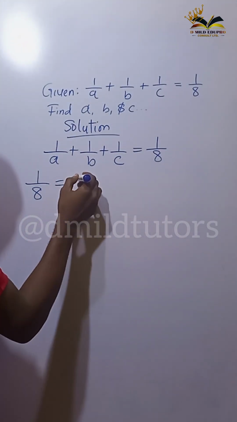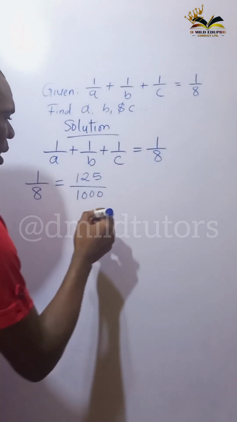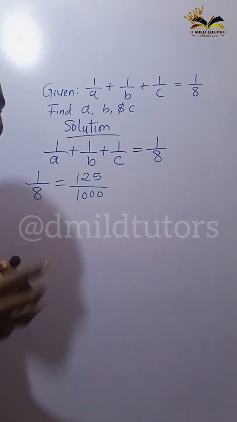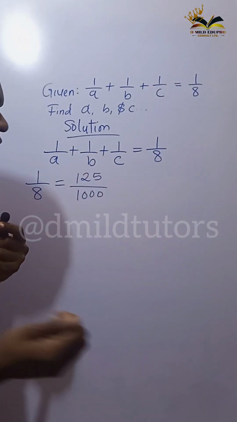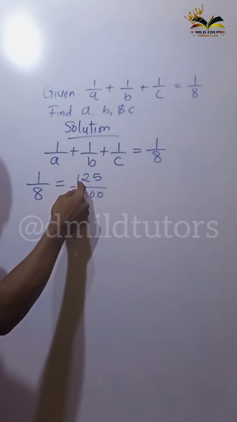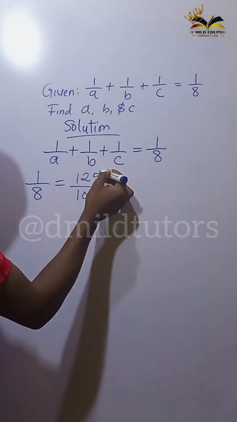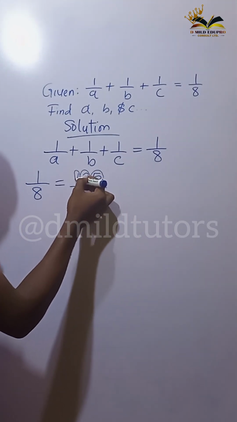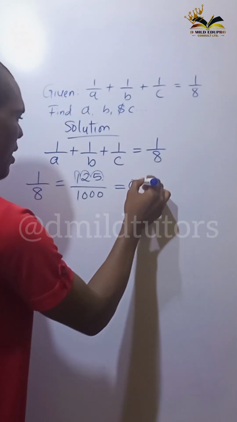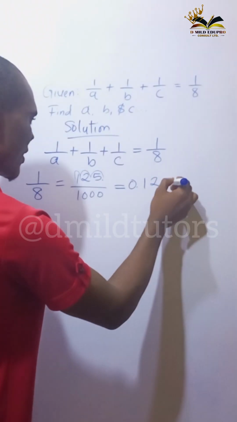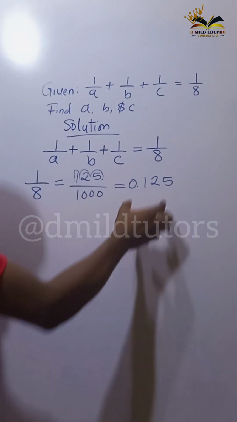And as well, we're going to have 125 divided by 1,000. Whenever you are dividing by 10, you move the decimal point 1 time to the left. By 100, you move 2 times to the left. Then by 1,000, you move 3 times to the left. So if we move this decimal point 1, 2, 3, then 125 divided by 1,000, we're going to have 0.125. So 1 over 8 as a decimal gives us 0.125.